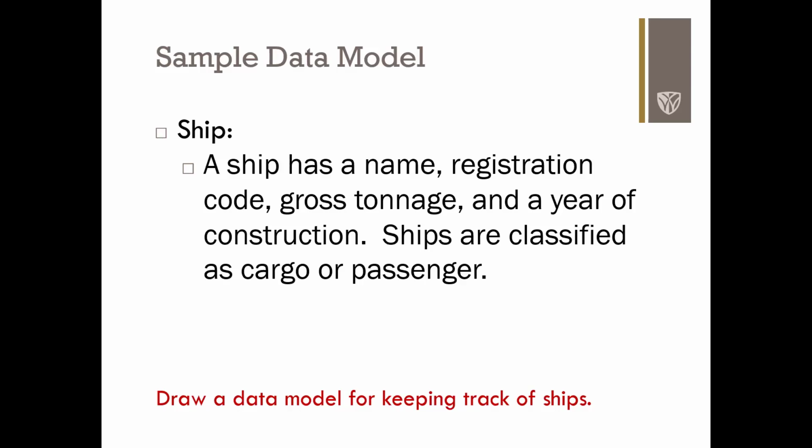So let's try another one. So we've got a ship, which has a name, registration code, gross tonnage, and a year of construction. Also, ships can be classified as either cargo or passenger. So, take a minute, pause this, and draw a model for keeping track of ships.